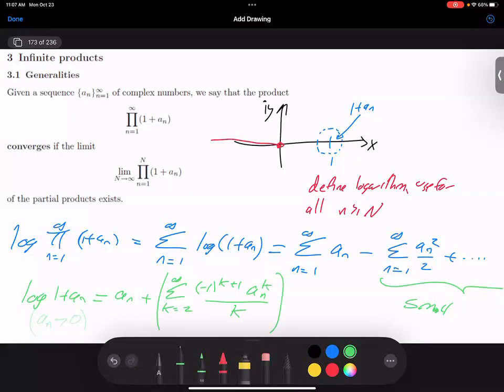And it's got to be such that, when I combine it with the a_n's, it's still going to be of a comparable magnitude. And so what we end up getting, the key result, is that the product converges if and only if the sum of the a_n converges. So the a_n converge and the product converges, and vice versa.